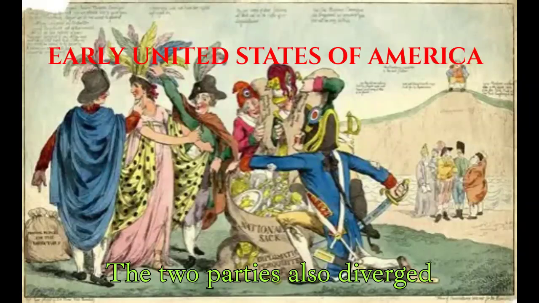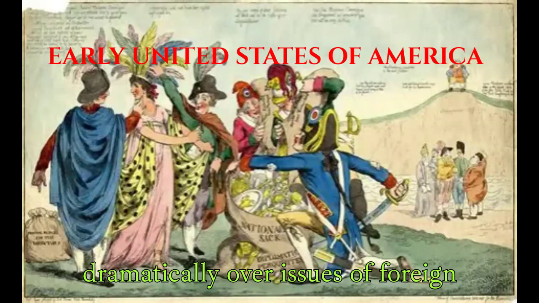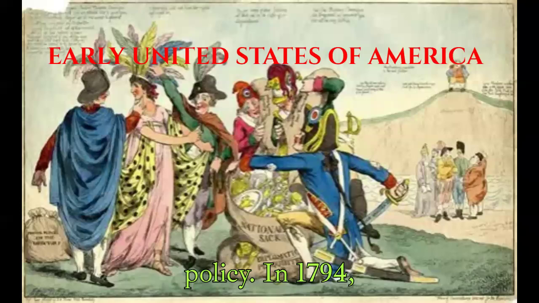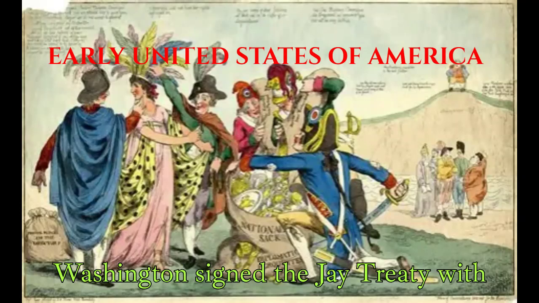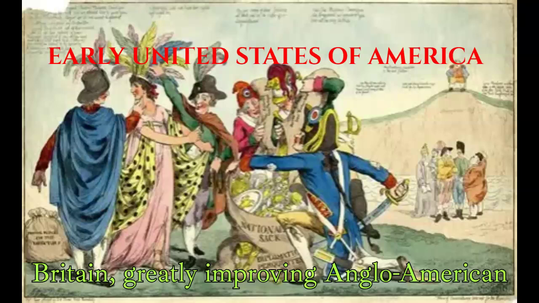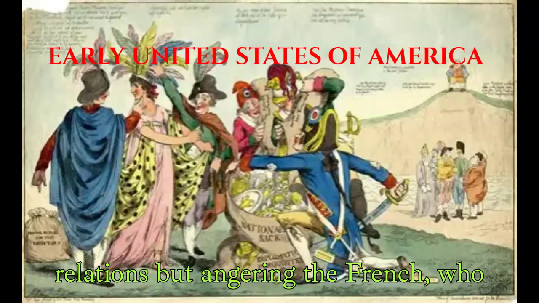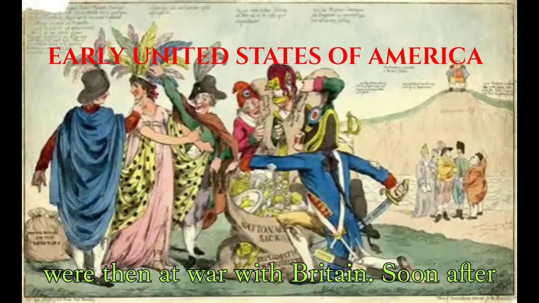The two parties also diverged dramatically over issues of foreign policy. In 1794, the Federalist administration of George Washington signed the Jay Treaty with Britain, greatly improving Anglo-American relations but angering the French, who were then at war with Britain.